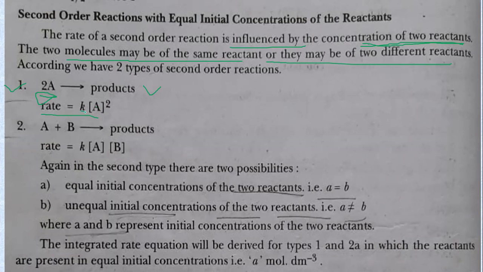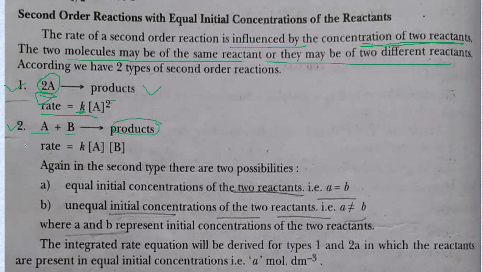Here K is a rate constant. Now as both of the reactants reacting over here are the same, this 2 is taken over here as a square, concentration of A square. Now in this case, two reactants are there, reactant A and reactant B. They react with each other to give you a product.